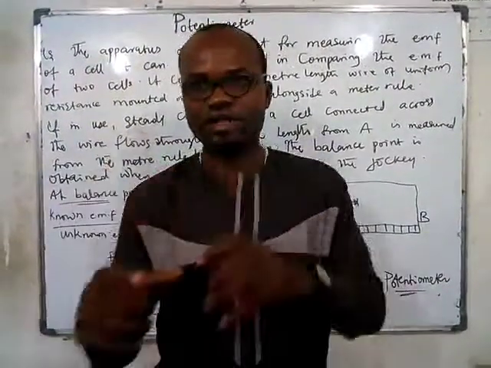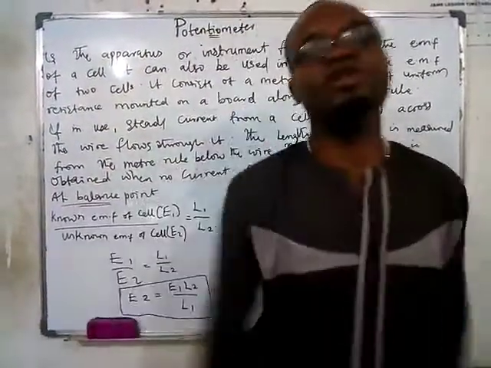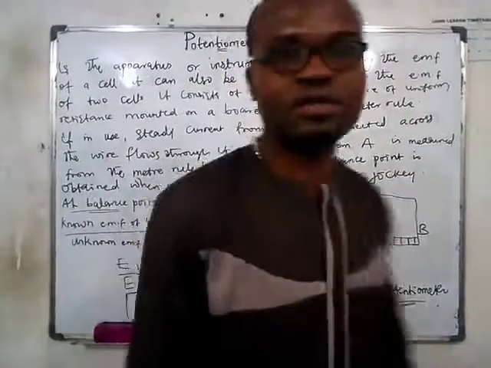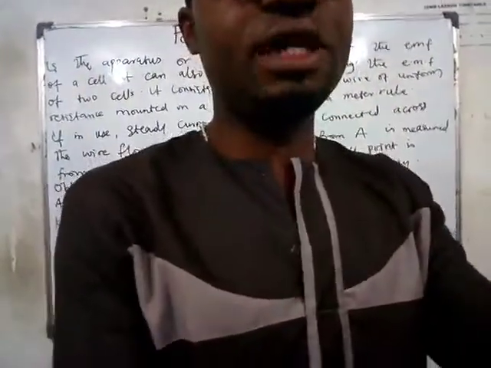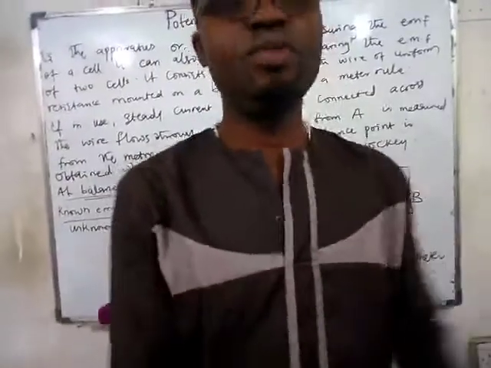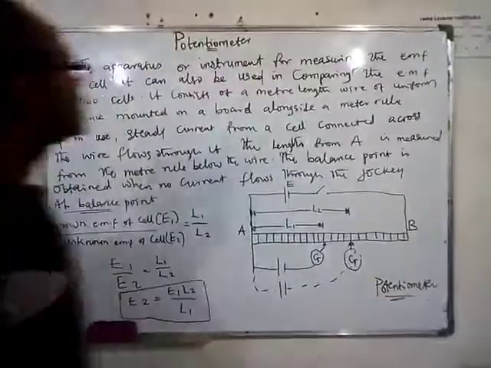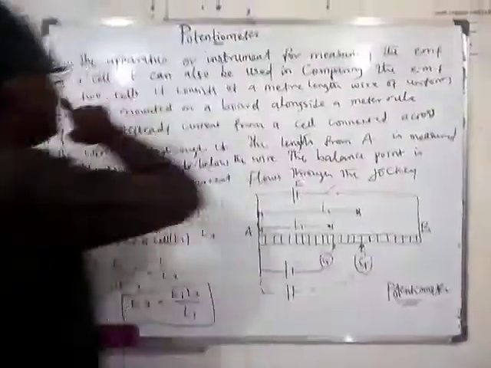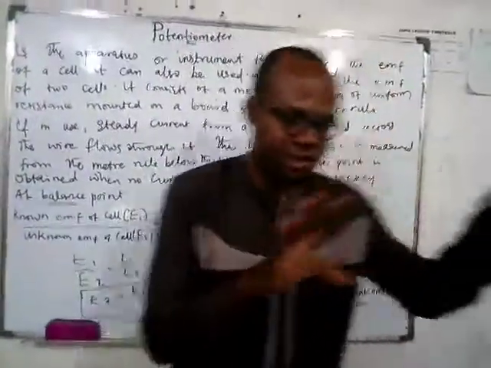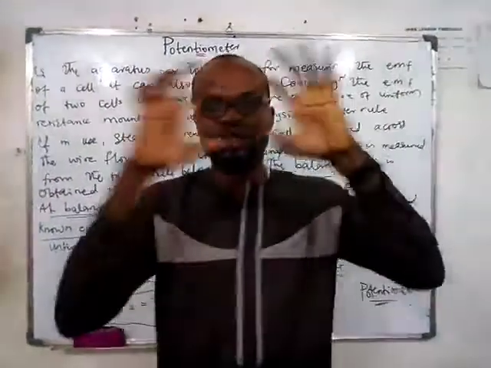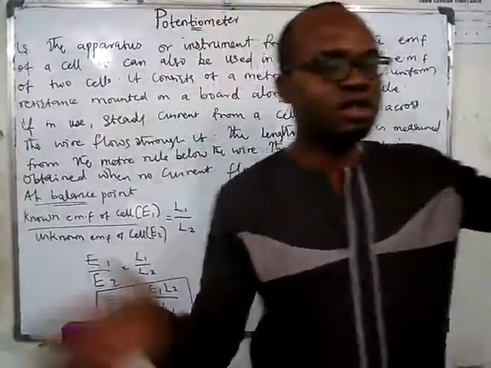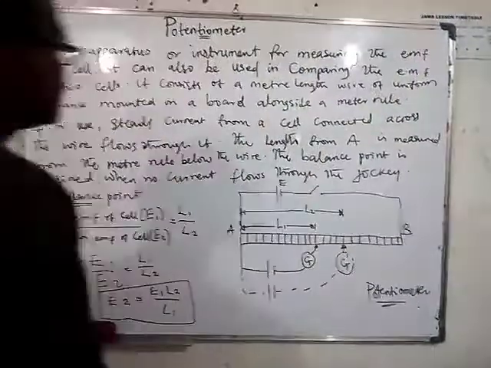If you want to measure the power of your cell or your battery, you measure using an instrument known as the potentiometer. So this potentiometer is an instrument for measuring the e.m.f. of a cell. You don't just use it to measure the e.m.f.; you can also use it to compare the e.m.f. of two cells. So how do you do that?